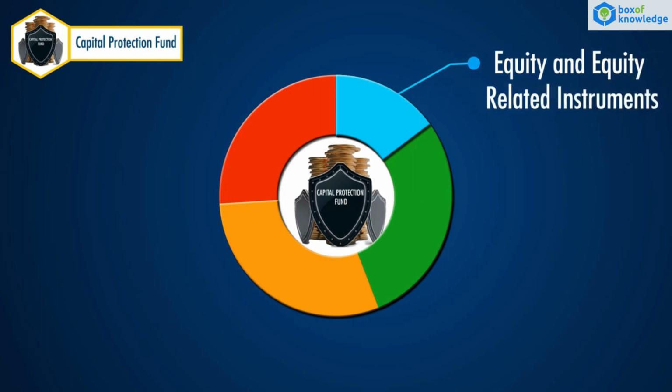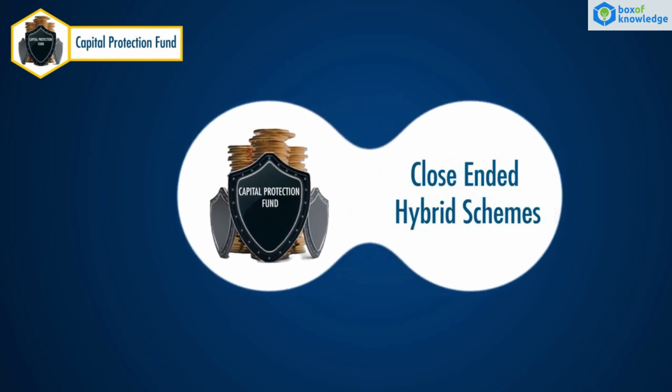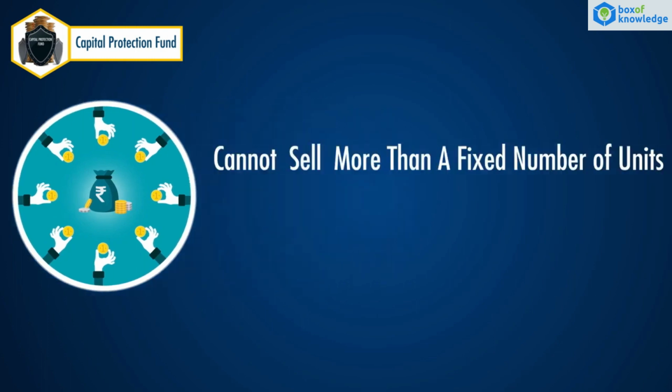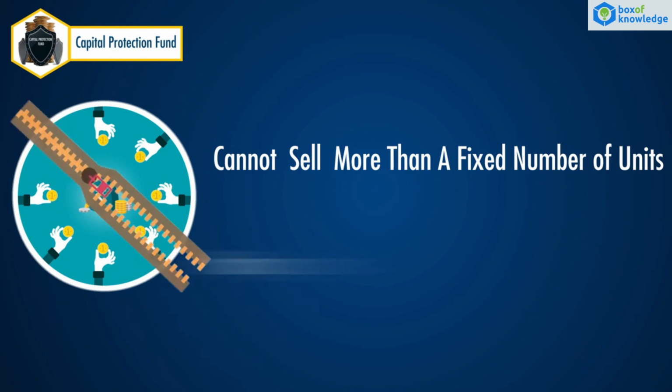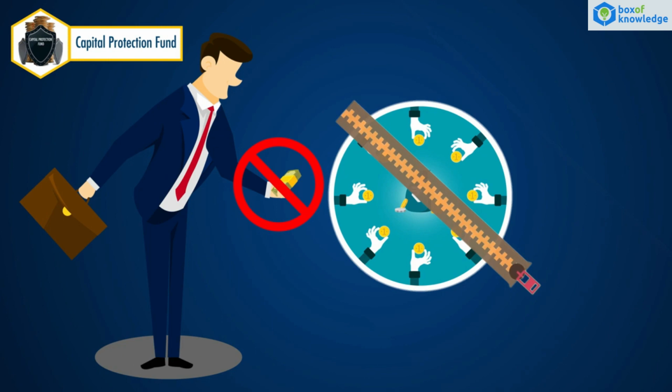But you should remember that capital protection funds are close-ended hybrid schemes. This means that the mutual fund company cannot sell more than a fixed number of units. Such funds also have a lock-in period. So, an investor cannot invest or exit this fund at any time. One can only invest in such funds during the new fund offer period.